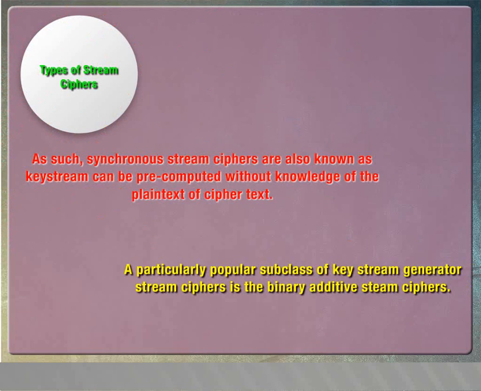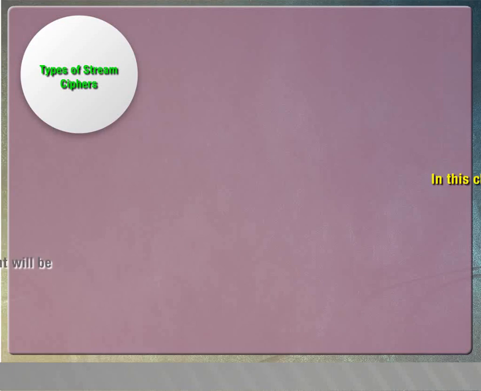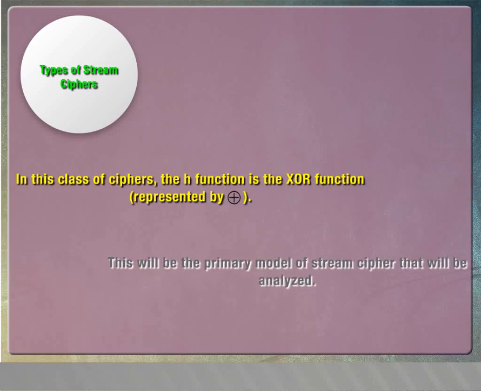As such, synchronous stream ciphers are also known as key stream generator ciphers, since the key stream can be pre-computed without knowledge of the plaintext or ciphertext. A particularly popular subclass of stream ciphers is the binary additive stream ciphers. In this class of ciphers, the h function is the XOR function. This will be the primary model of stream cipher that will be analyzed.